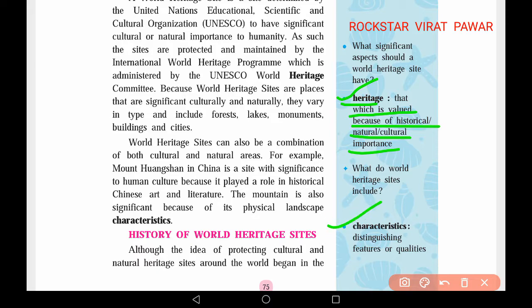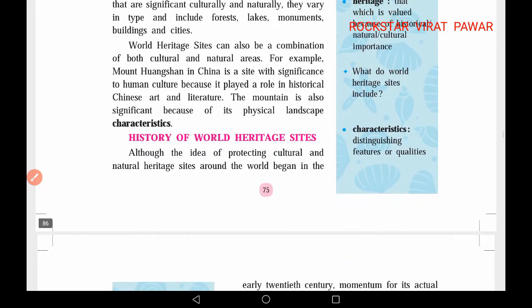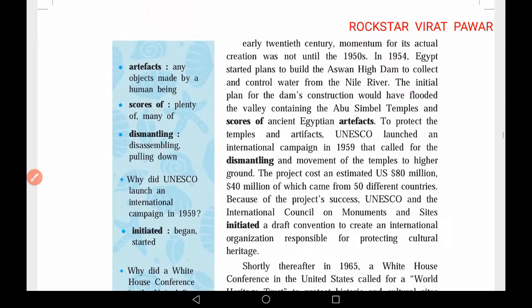The next question is characteristics. Vocabulary: characteristics. What is meant by characteristics? Characteristics means distinguishing features or qualities. Another one is artifacts. Artifacts are any objects made by human beings. Score of means plenty of or many of.